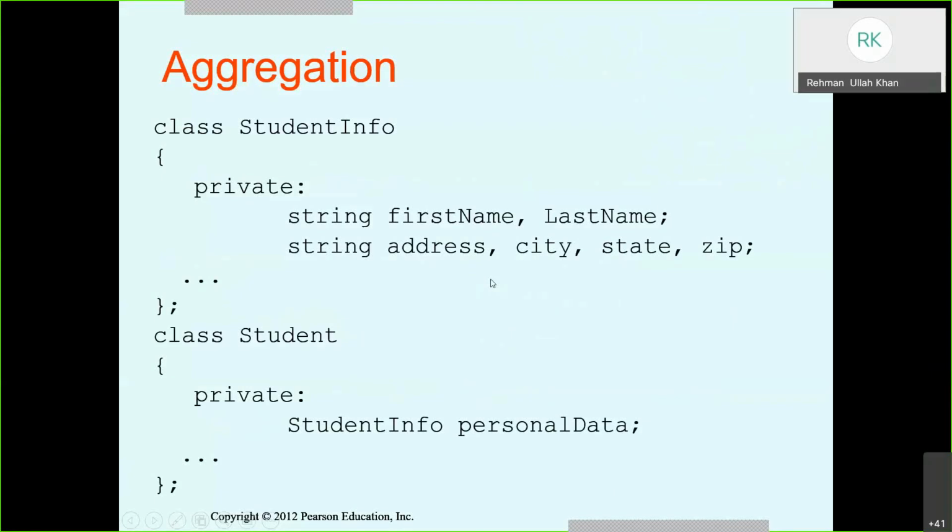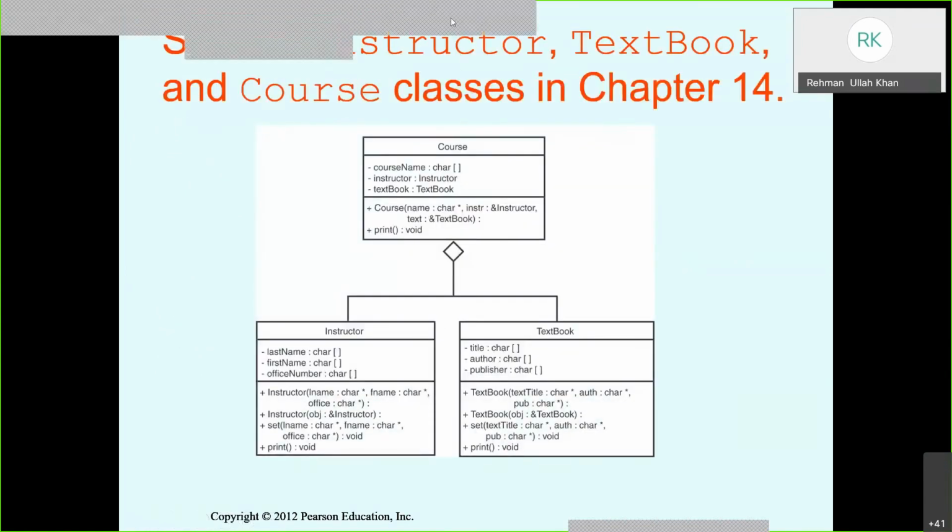So this is the last topic of today. It will be like this. You see, class student info, and later on here you see the whole student info. Inside the student class, student info is a variable. So meaning to say, this whole class is now here in the student class. In this way one class can become part of another class.